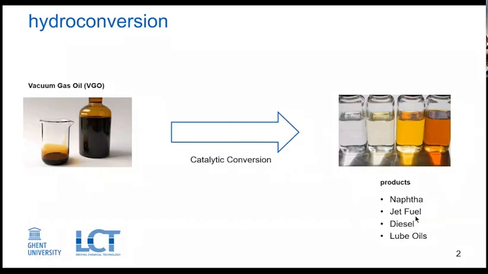In principle, we'll talk about hydroconversion, which is the process that's modeled using PRIME. Hydroconversion is a process that takes vacuum gas oil, which is a heavy fraction that you can find in crude oil. It's a catalytic conversion, and the purpose is to produce light products such as naphtha, jet fuel, diesel, or lube oils. There's a more modern trend where the intention is to maximize the light products to also be fed to a steam cracker in order to produce building blocks for plastics.